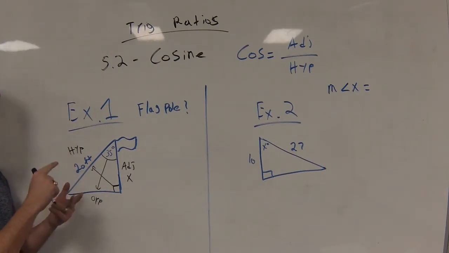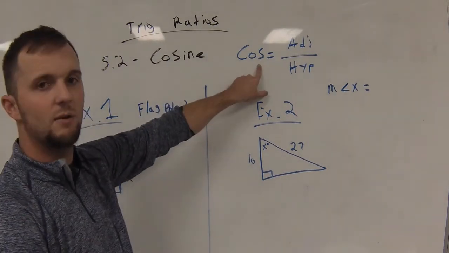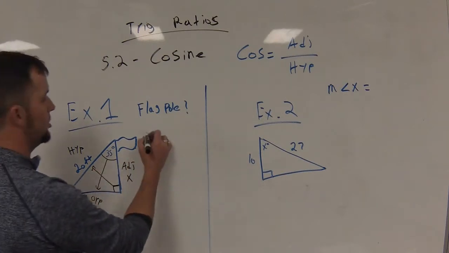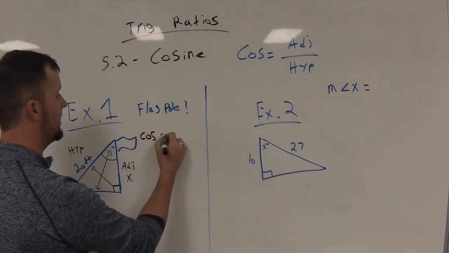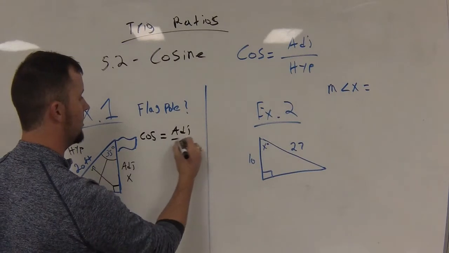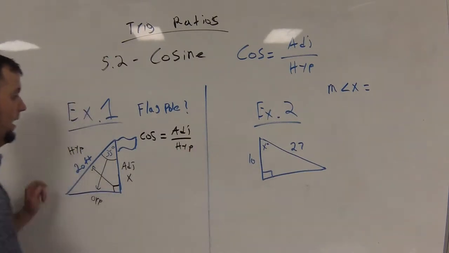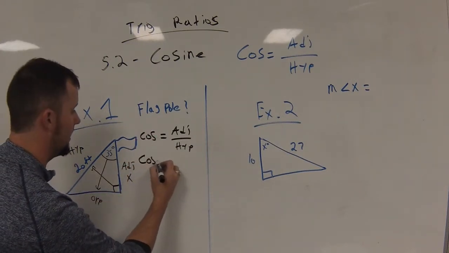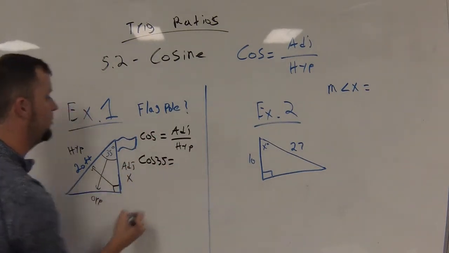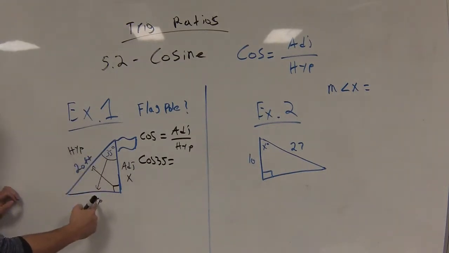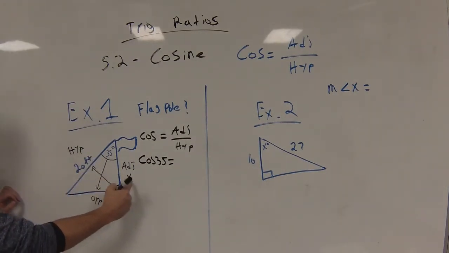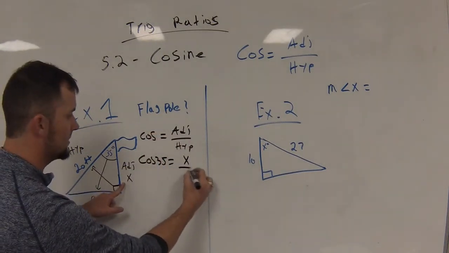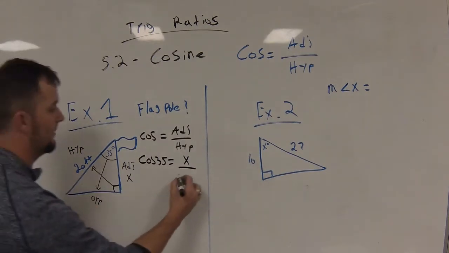So adjacent, hypotenuse, that matches my cosine ratio. So I'm going to use cosine. So cosine is going to be equal to adjacent over hypotenuse. Okay? And I'm going to put 35 next to cosine. So it's going to become cosine of 35 is equal to, and look, opposite, no, we're not using opposite, we're using adjacent and hypotenuse. So my adjacent goes on top, so x, and my hypotenuse goes on bottom.